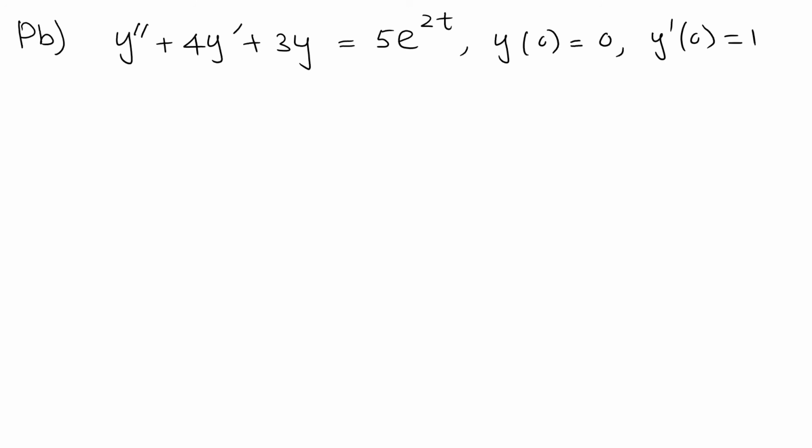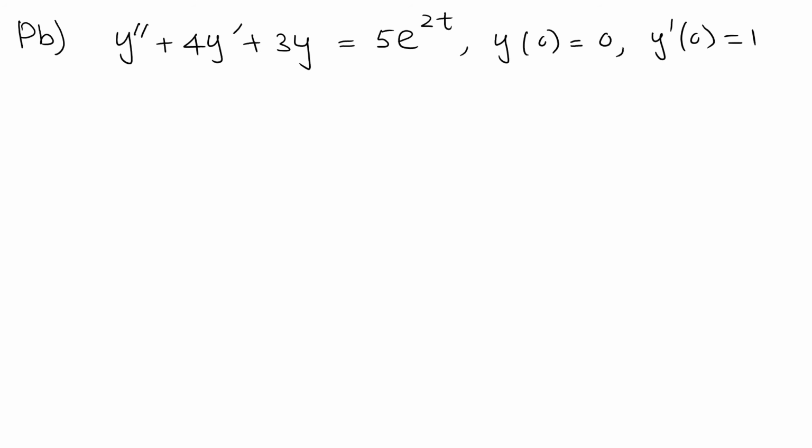And next we study the convolution technique. That's a very powerful technique. So let's look at this problem. We have y double prime plus 4y prime plus 3y equals 5e^(2t), y(0) equals 0, y prime(0) equals 1.